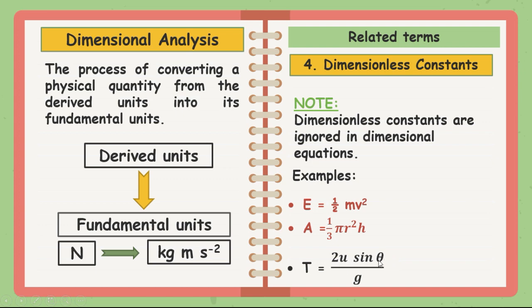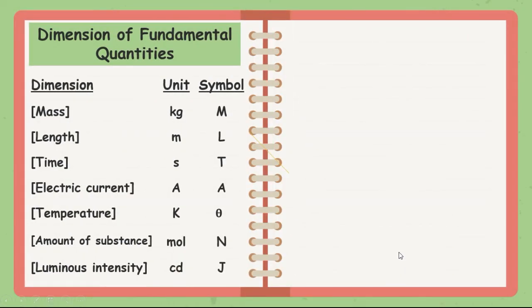This is 2u sine theta over g. Looking at this, as we earlier said, the 2 is a number, and so it doesn't have a unit. This is u. It stands for initial velocity, and so it can be converted. Sine theta is a trig function, and it does not have a dimension. g is acceleration due to gravity, and it has a dimension. So here the focus will be on the u and the g, since the 2 and the sine theta are dimensionless.